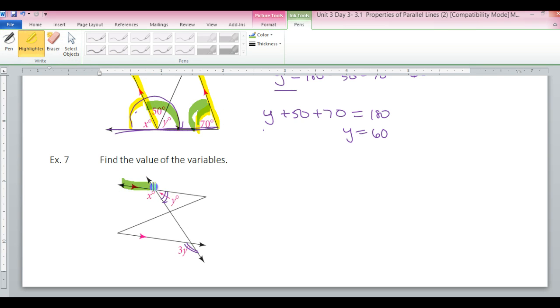And if I highlight the parallel lines, one's inside, one's outside, so they're not corresponding, they're not alternate interior or alternate exterior. So what could we do?